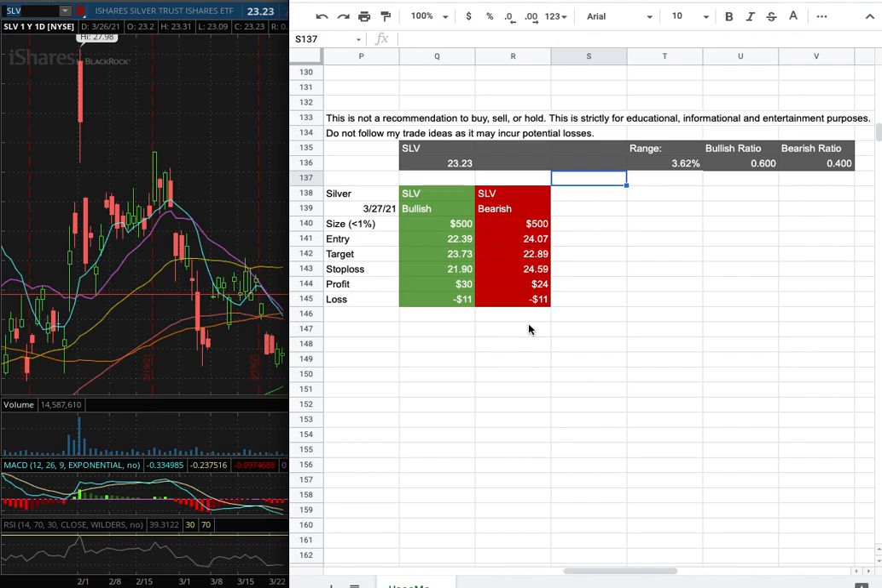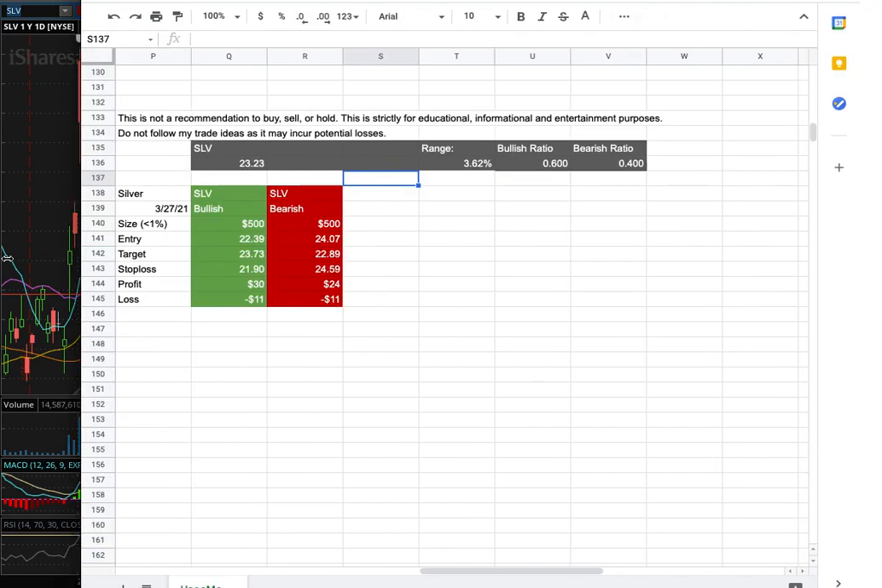However, if I were to open a short position, my entry is at $24.07, and that is this range here. And my sell target for it is at $22.89, and my stop loss is at $24.59. So whichever entry price were to hit first, that'll be my position of the week.